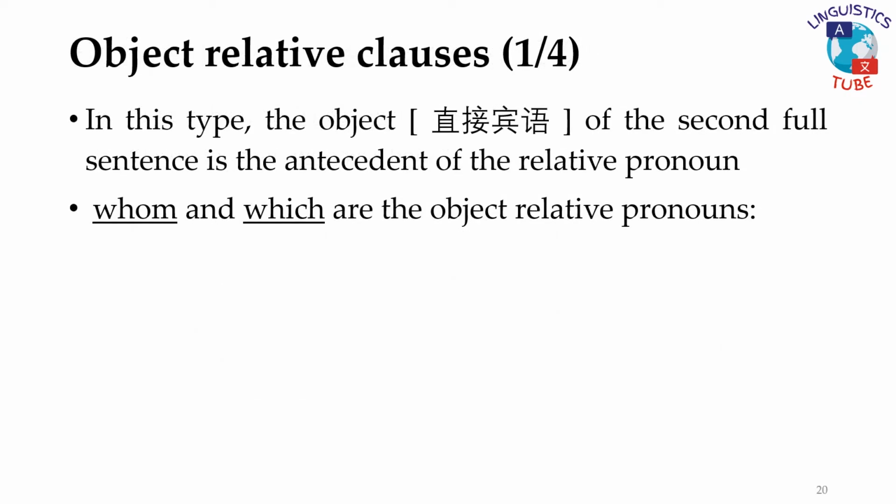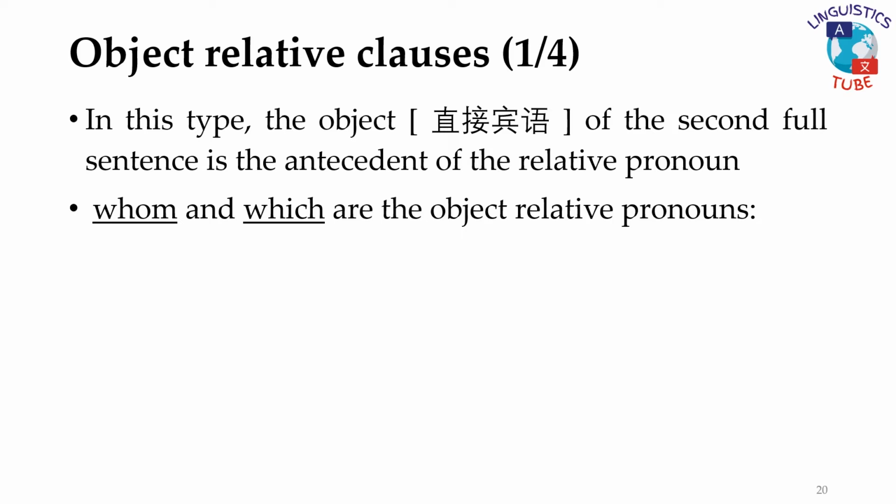Now on to the next type of relative clause, the object relative clause. In this type, the object of the second full sentence, which is the relative clause sentence, is the antecedent of the relative pronoun. Importantly, it is not the object of the first full sentence that is the antecedent of the relative pronoun. It is always only the second full sentence that contains the antecedent of the relative pronoun when it becomes the relative clause. Remember, it is a separate issue whether the relative clause modifies the subject or the object of the main clause. We'll discuss that soon.